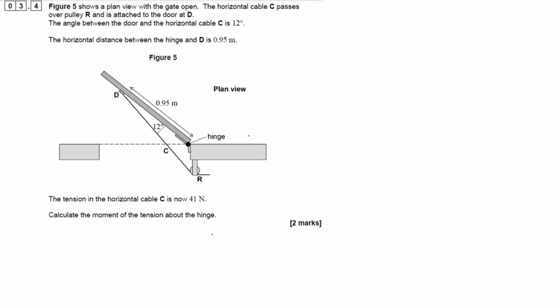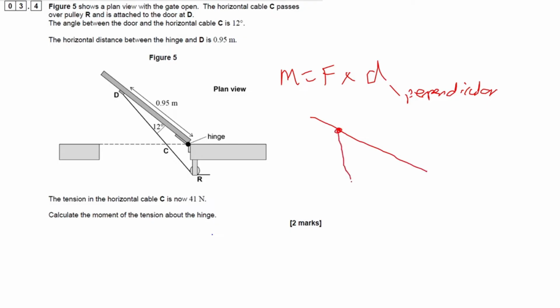For this question, we have to recall our knowledge of moments and the equation for moments. We could see it's a moment question. You've got the hinge here that acts as a pivot. It's asking you to calculate the moment of the tension about the hinge. So just a reminder, moments is equal to force times a perpendicular distance. Okay, this bit's important, so making sure we have a force vector and a distance vector that are 90 degrees to each other. So if I just draw this a bit more simplified over here, I've got my door. There is a force here for C. The pivot is there, and the distance here is 0.95 meters.